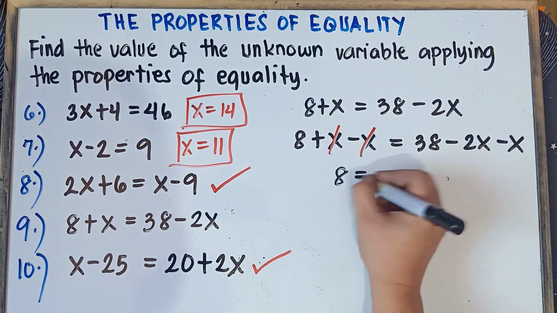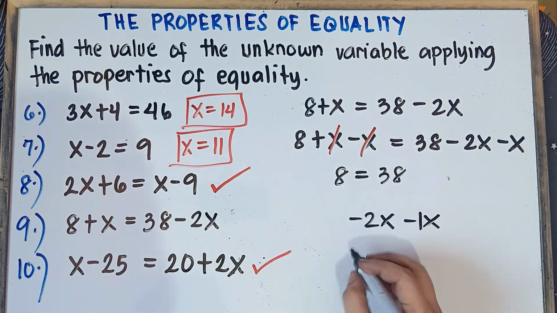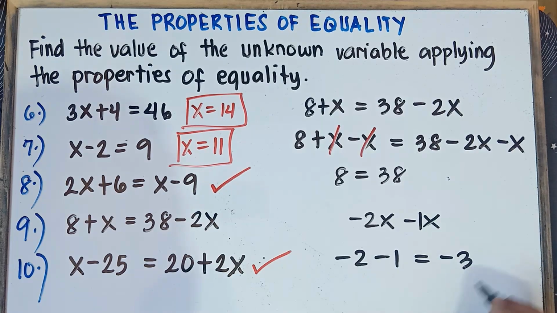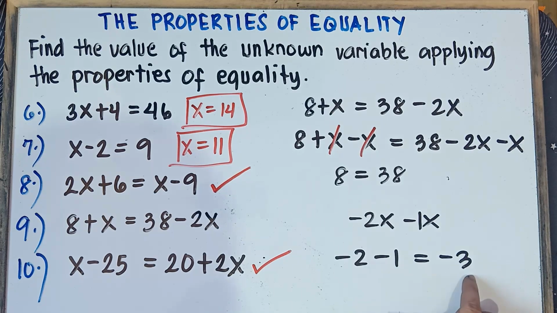Copy 8 equals, copy this 38, and then negative 2x minus x. Understand that there's 1 here. Negative 2 minus 1, the answer is negative 3. Do not be confused, class. If both are negative, simply copy the negative sign, and then you add the numbers, 2 plus 1, that would be 3. So negative 2 minus 1, that would be negative 3.